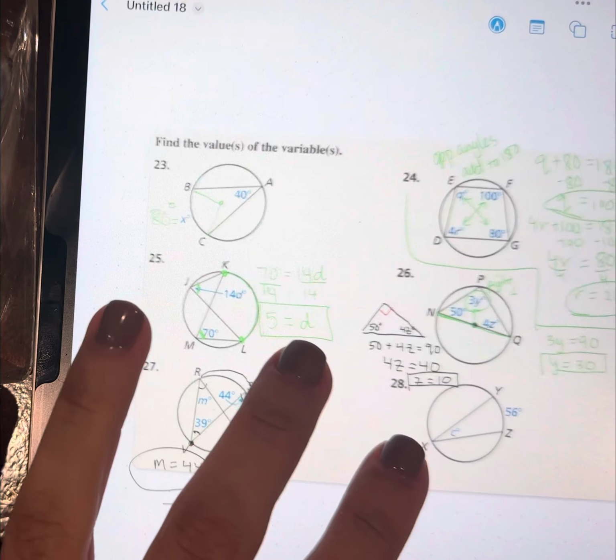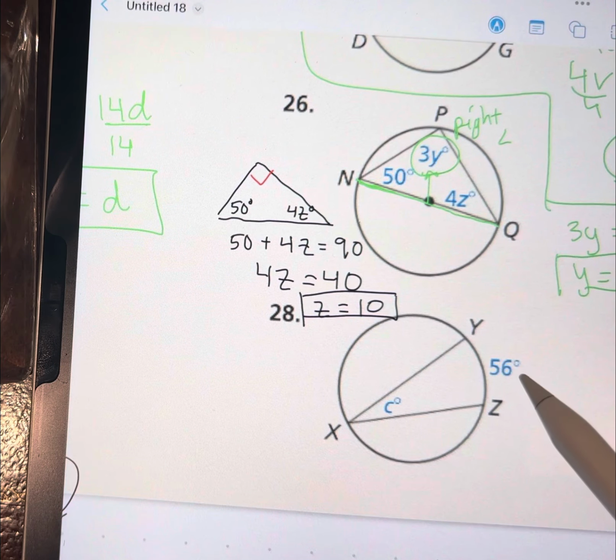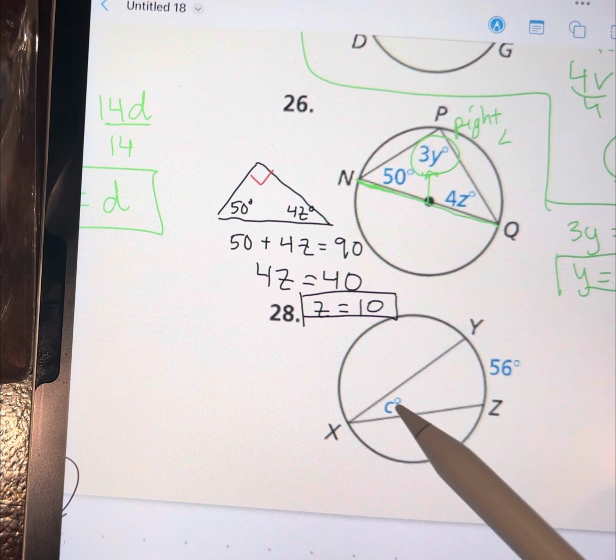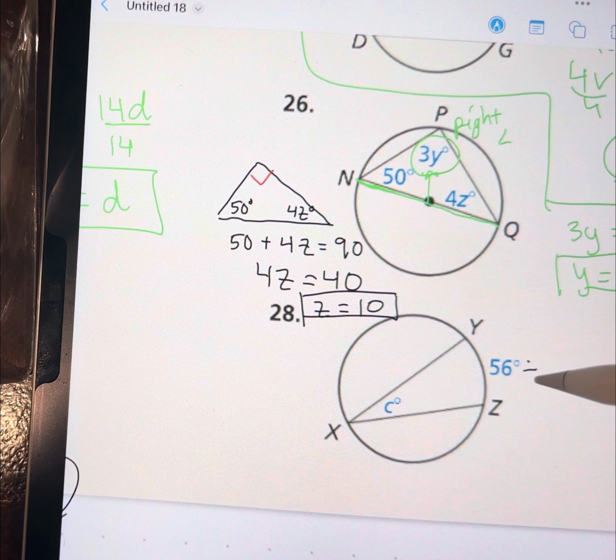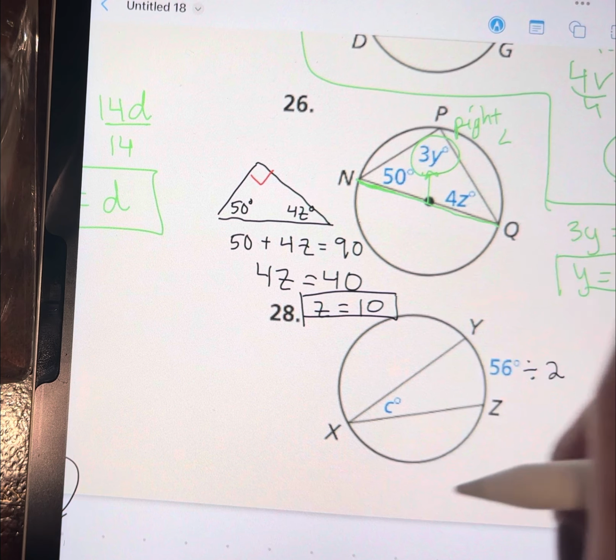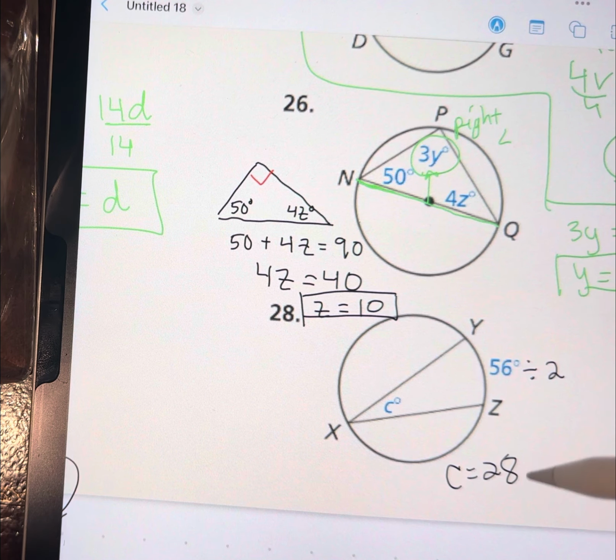80. But here I've got the arc. This is the bigger number. I want it to become smaller so I can get that inscribed angle, so I will divide it by 2. 56 divided by 2, is that 28, you guys? I believe it is. C equals 28.